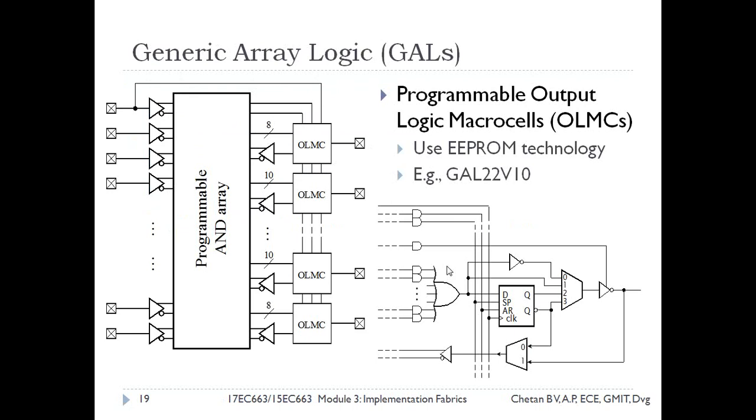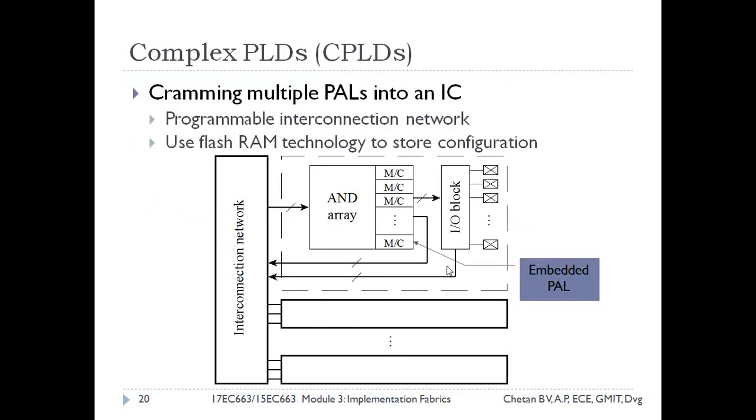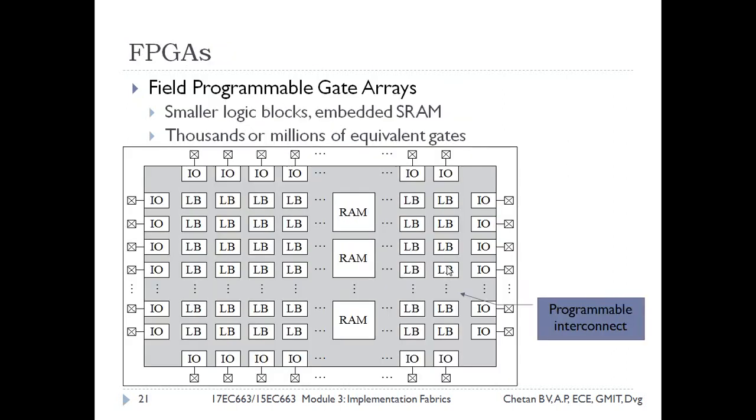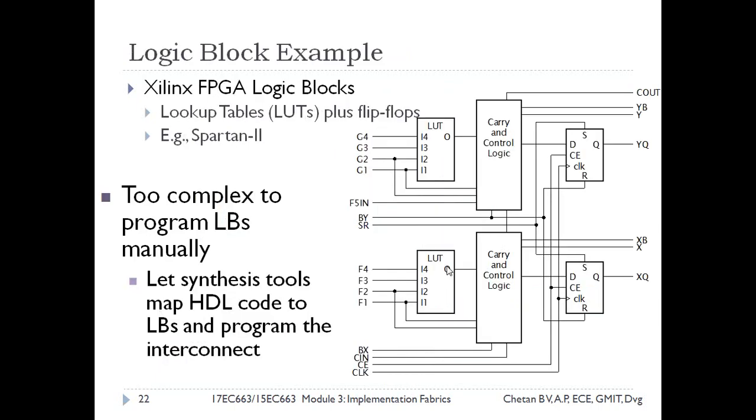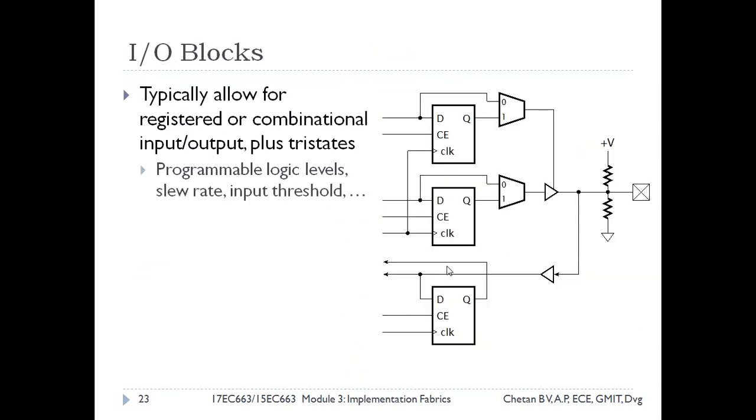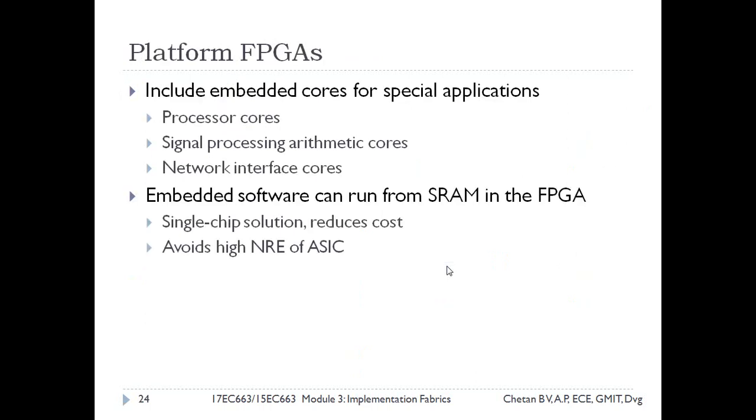We have seen generic array logic, which is an improvement of PAL. We have studied complex programmable logic devices, which is again improvement of GAL. This CPLD, or a complex programmable logic device, is collection of multiple PALs. Next, we have studied FPGA, field programmable gate arrays. We have studied the main logic block of this FPGA, which consists of lookup tables. We have also studied the IO blocks of FPGA.